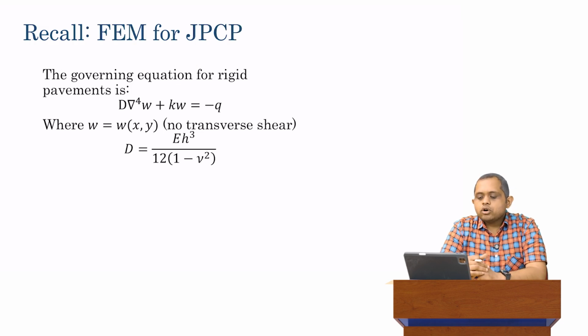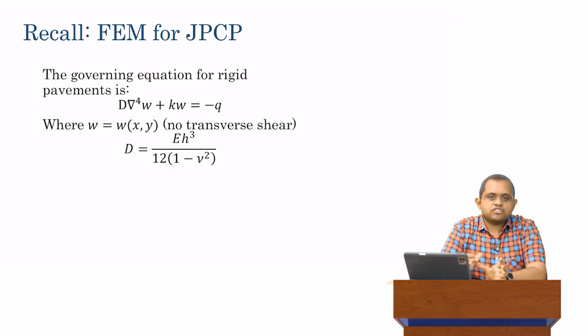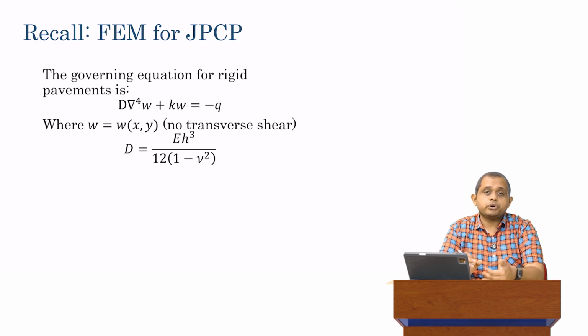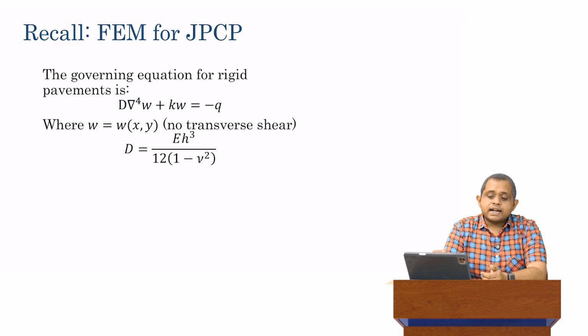Okay, so let's recall how we used the finite element method for analyzing a single JPCP slab, before getting into joints. Recall that in the finite element method, we are solving a differential equation, possibly with some boundary conditions, approximately. So we have to ask ourselves, for a slab, what is the differential equation which is going to govern our analysis? That answer Westergaard gave a long time ago, but fundamentally it was given by Sophie-Germain.